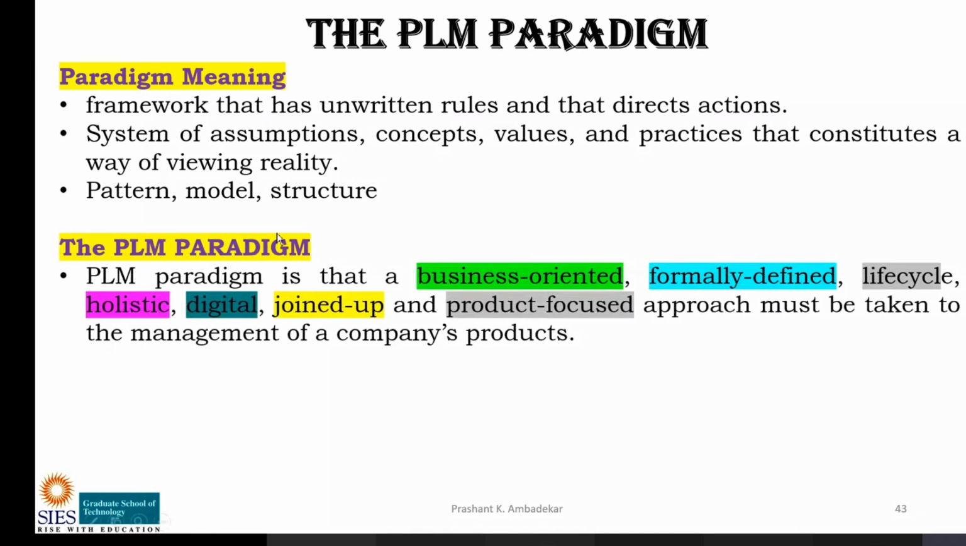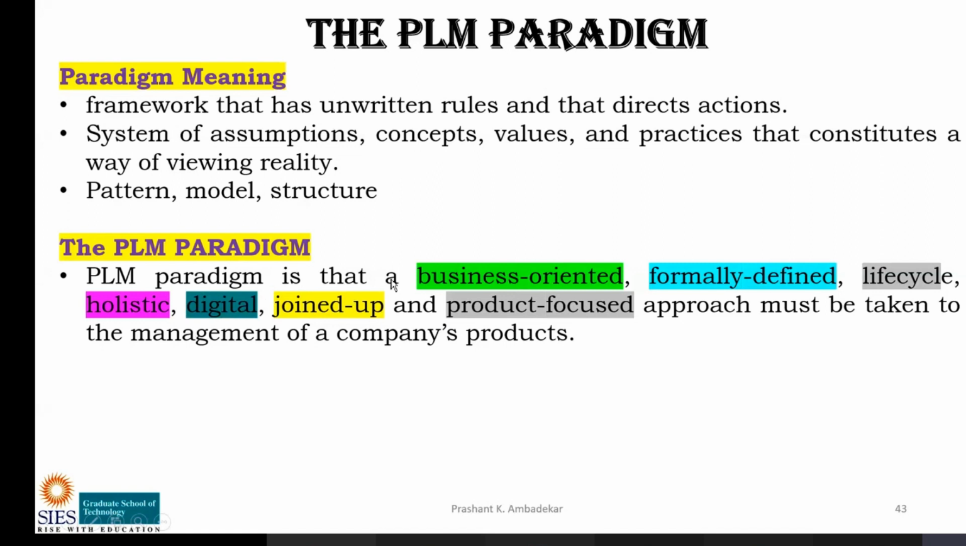So what is this PLM paradigm? You can see the PLM paradigm. It means the viewpoint of how PLM looks at the product, or what is included in the PLM of the product. This PLM has been developed; earlier it was not there. It came into effect in 2001. After 2001, PLM was introduced everywhere in the world. So what exactly is this, what does it talk about? That is mentioned by these highlighted terms.